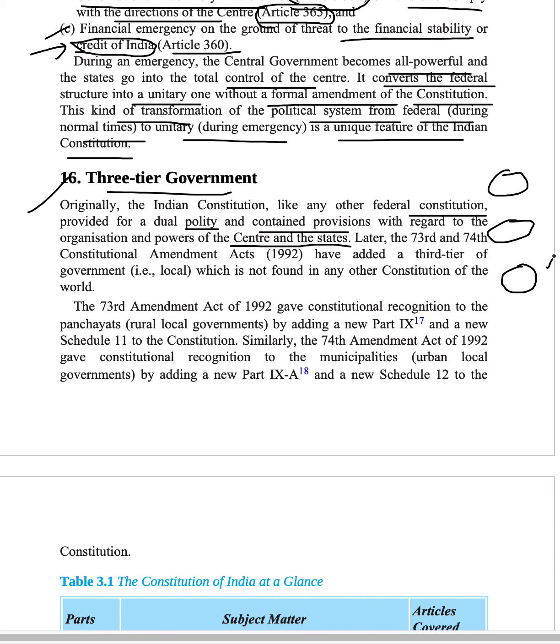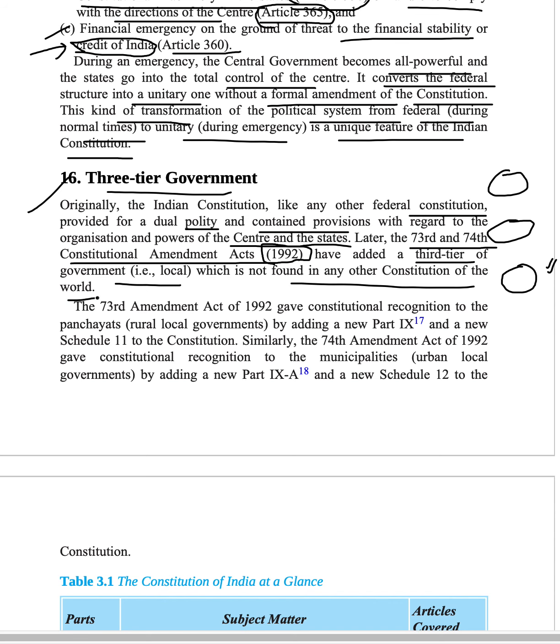This third tier has also been given constitutional recognition via the 73rd and 74th Constitutional Amendment Acts. The 73rd and 74th Constitutional Amendment Acts were passed in 1992. They have added a third tier of government, that is local, which is not found in any other constitution of the world.